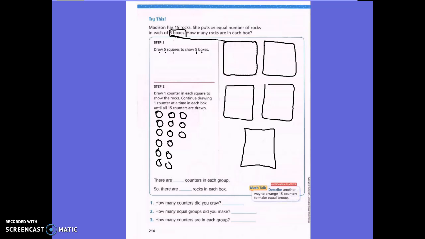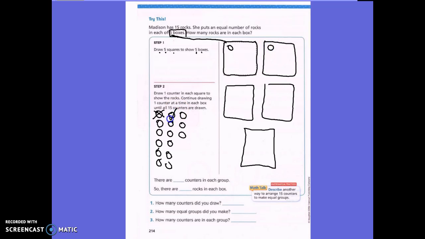Okay? So this is what I'm going to do. Are you listening? Watch me. When I have my 15, I'm going to cross out 1 and put it in the box. So I know I've used them all. And then I'm going to go with the next box.